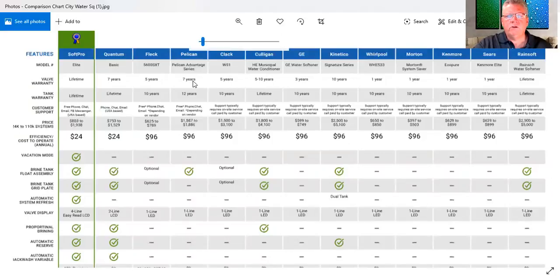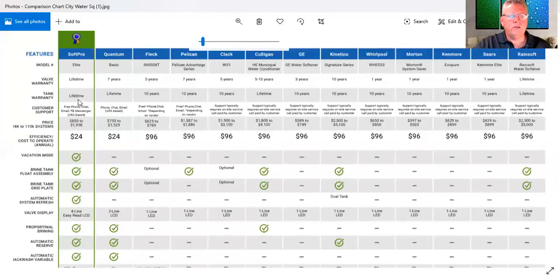Pelican is a 7-year warranty. Colligan is between 5 and 10 years, depending on which valve you buy from them. General Electric is a 3-year warranty. Kinetico is a 10-year warranty. Whirlpool is 1 year, Morton's 1 year, Kenmore's 1 year, Sears is 1 year, and Rainsoft is lifetime. Now, if you notice here, with the big box stores starting with General Electric, Whirlpool, Morton, Kenmore, Sears, the warranties are not very good.